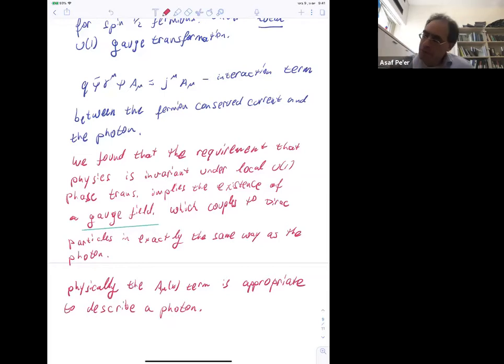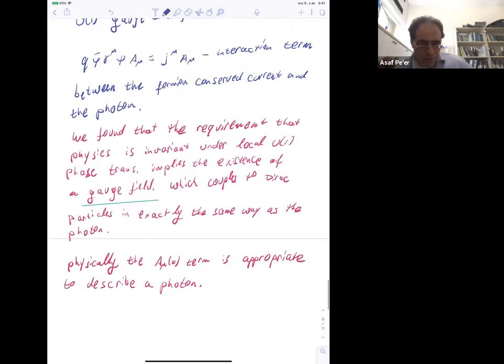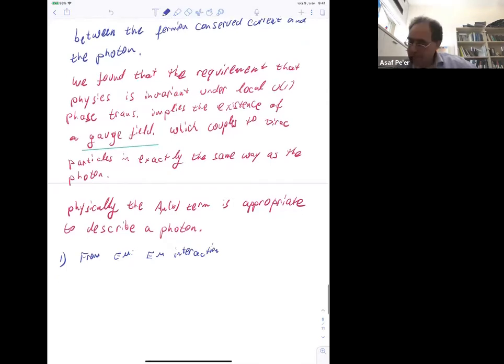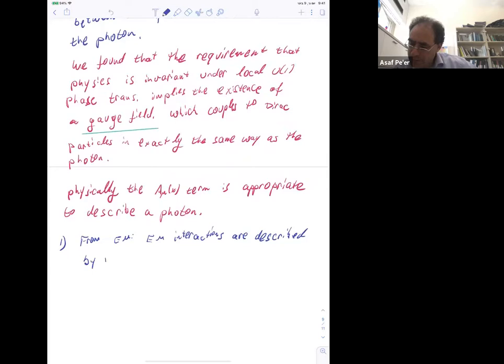Right? Why do I say that? As you know from electromagnetism, electromagnetic interactions are described by replacing the four-momentum of the charged particle with P mu minus Q A mu. So from E&M, electromagnetic interactions are described by replacing P mu with P mu minus Q A mu.